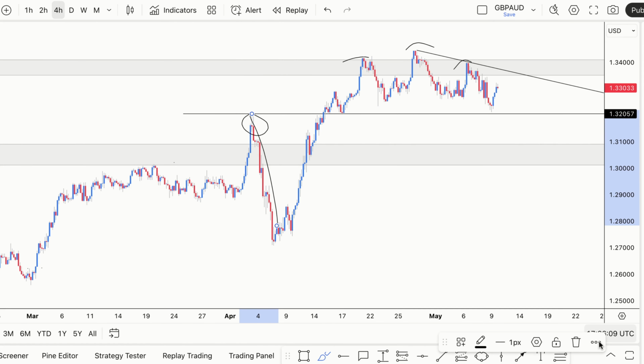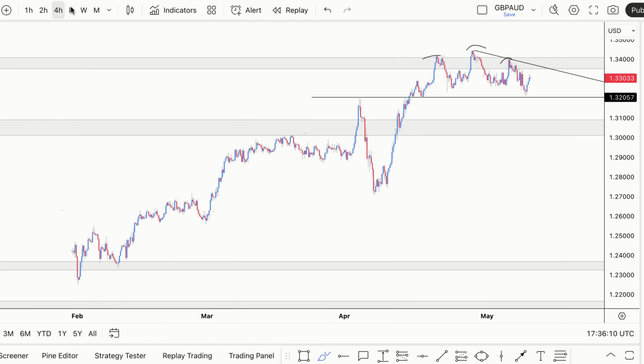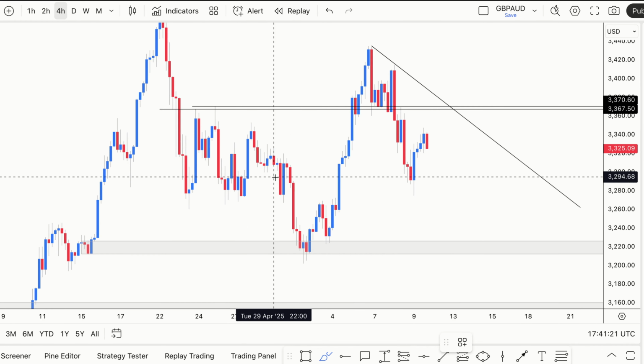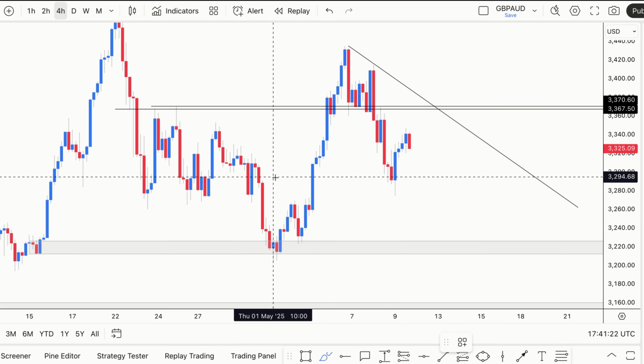All right. And then just looking even further to the left, based off the daily, these are the areas of structure I would look for price to come into. All right. So gold could be due for another correction to the downside.